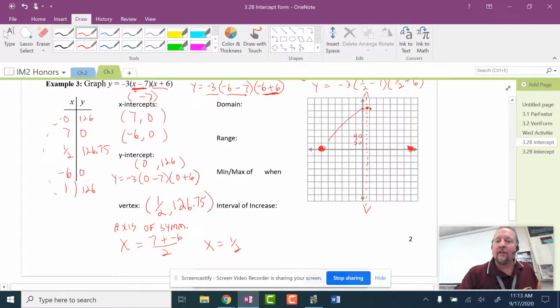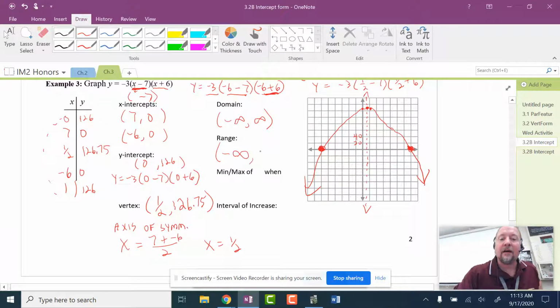All right, and I think we've answered these questions enough, so I'm going to fly through the domain and range. Domain, of course, is all real numbers. Range is this high value, but remember you have to do this in order from negative infinity up to that high value of 126.75, which is a maximum now of 126.75 when x equals a half.